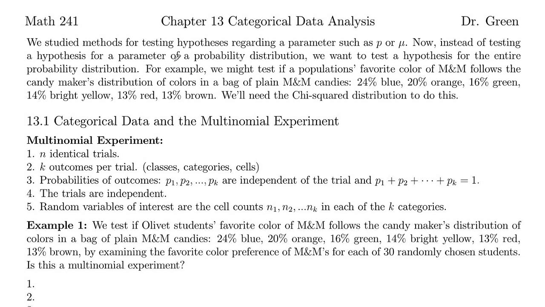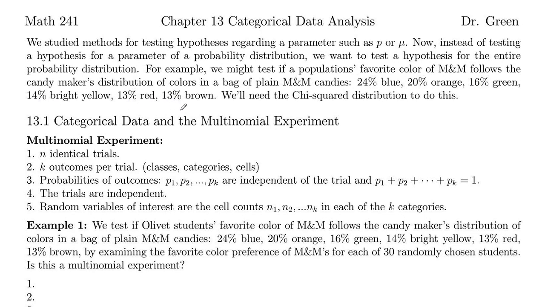So far we have done hypothesis testing regarding proportions and then also means. In this chapter, we want to consider a different type of hypothesis test. We're going to test the entire probability distribution to see if it follows a set distribution. So for example here, we might want to test and see if the population's favorite color of M&Ms follows the candy maker's distribution, which is 24% blue, 20% orange, 16% green, 14% bright yellow, 13% red, and 13% brown.